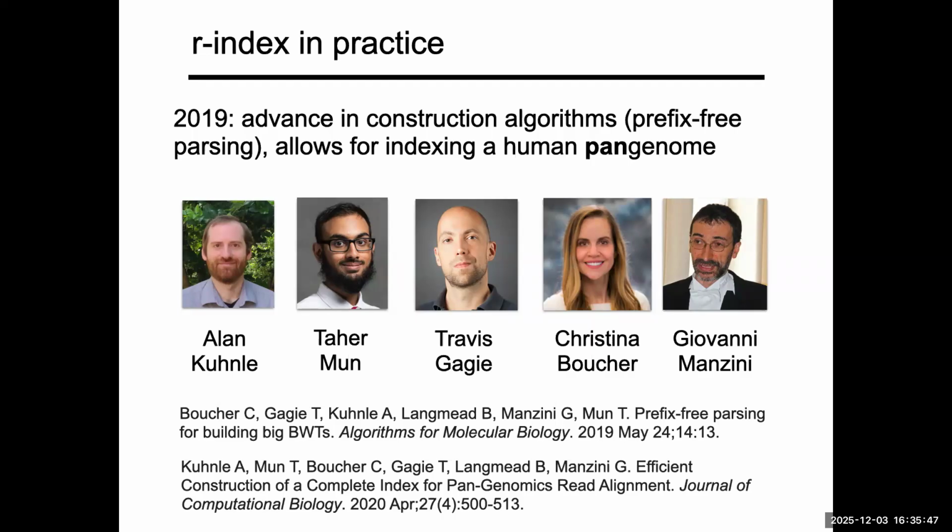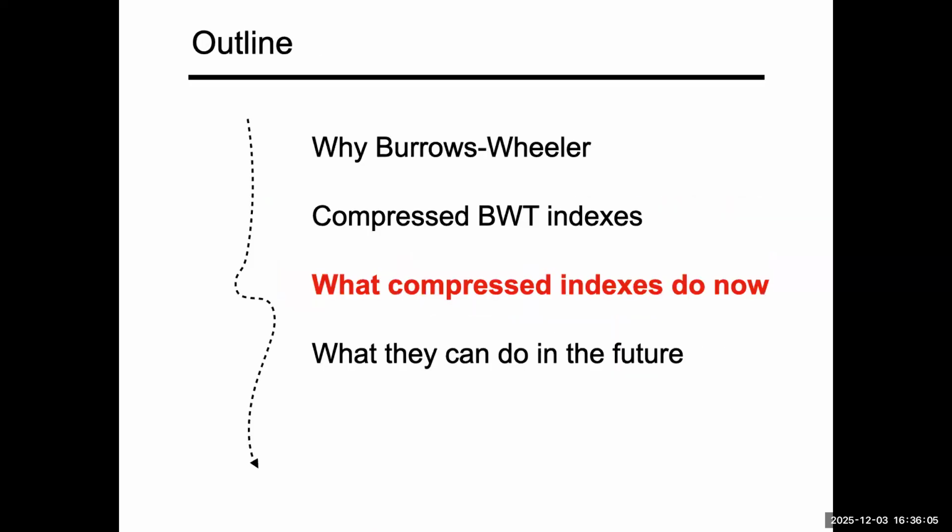And it took some creative thinking, especially this prefix-free parsing idea, which came primarily from Christina Boucher, a researcher at University of Florida, and Travis Gagie and others. It took this new algorithm to even get us to the point where we could build pangenome indexes over human genomes. But once we did, we could see what they could do. And so now I want to show you a series of results that build on this and show you what these r-index-based indexes can do today, because they can do quite a lot.